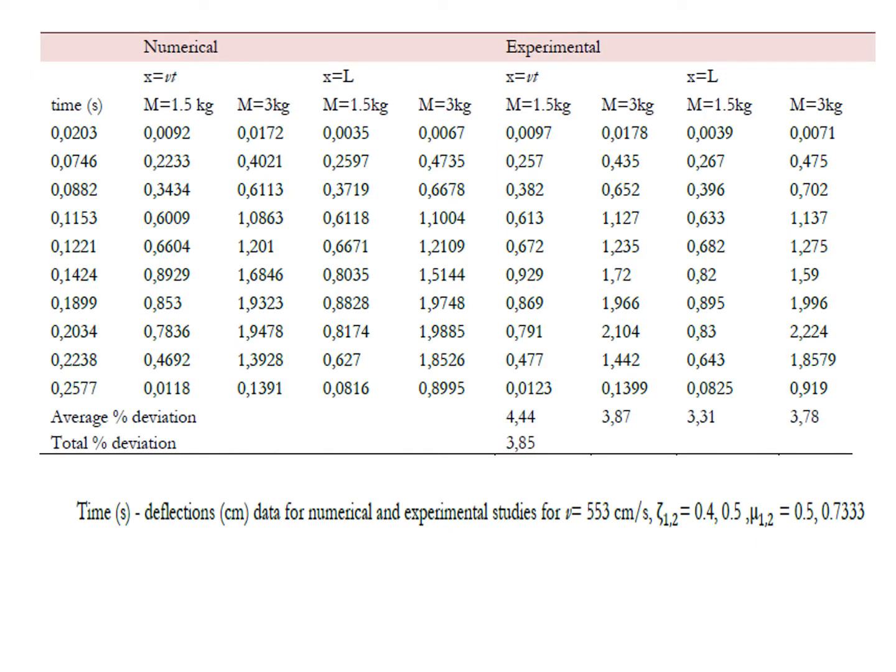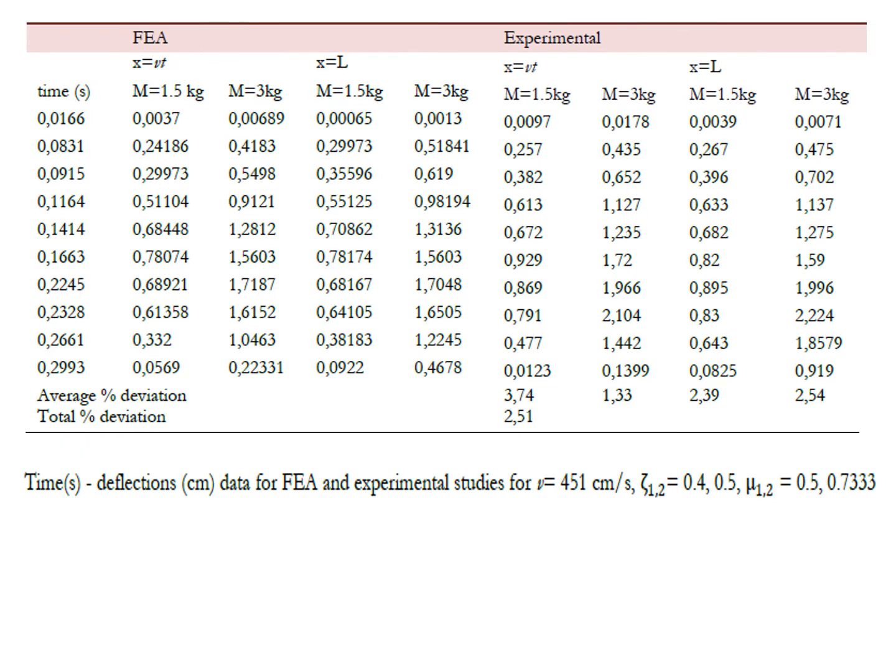Coming to the comparison results between numerical and experimental, you can find that the total percentage of deviation between numerical and experiment is around 3.85% error, while that of FEA and experiments is 2.51%.